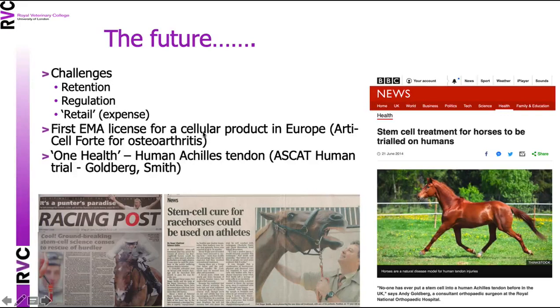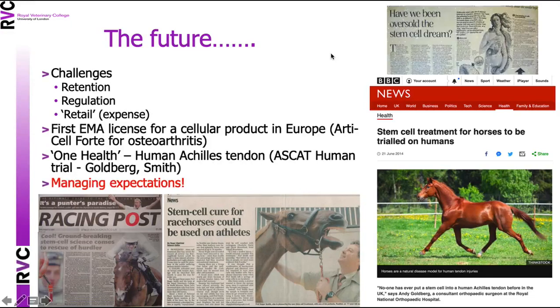Of course, as I mentioned right at the beginning, one of our key interests is the One Health aspect to this, and that what we learn in horses could be used for the benefit of humans. And that's been publicized quite a lot in the press. And we have a stem cell trial that I've been involved in based in Stanmore, where we've been evaluating the same treatment protocols in human Achilles tendinopathy as I've described for the horse.